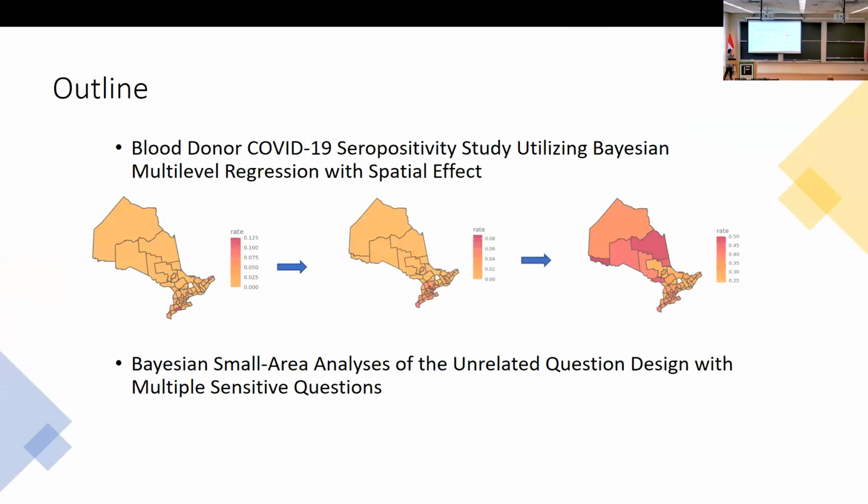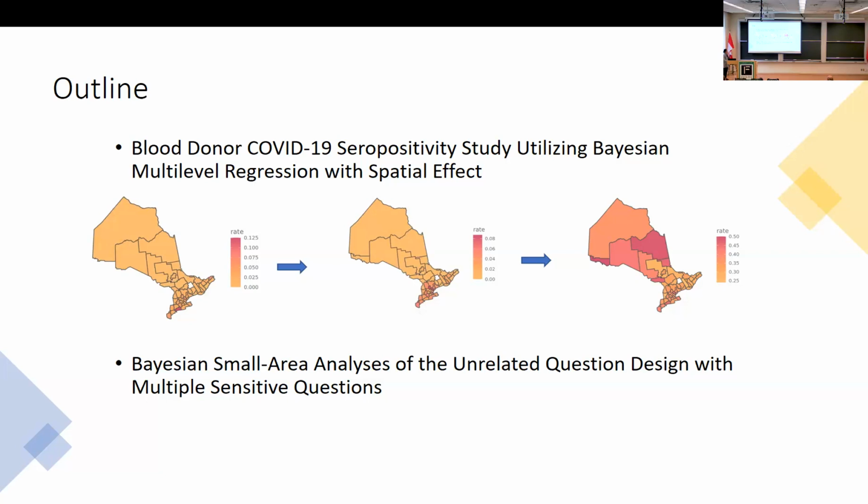Here are the two major research interests that I'm currently working on in the Bayesian application area. The current one is the blood donor COVID-19 seroprevalence study that utilizes a Bayesian multi-level regression model, and we're adding the spatial effect into it, and you can see the evolution of the pandemic from the early stage to the later stage for Ontario. So it's just the current project idea involving a little bit of the spatial effect.